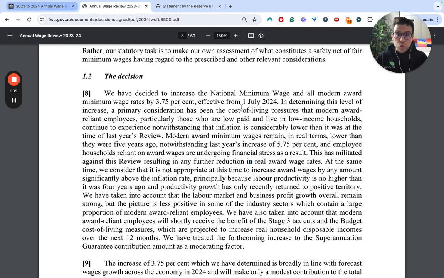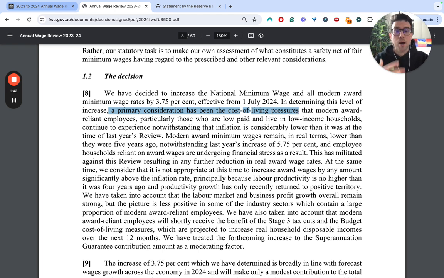So they produce a 70-page, almost detailed annual wage review document, which basically unpacks their reasons for why they've made this decision. Now, what they've highlighted here is that at the end of the day, the reason they've done 3.75% is because of the primary consideration of cost of living pressures, particularly because modern award-reliant employees tend to be low-paid or in low-income households. So they thought that it was going to be really critical to provide a minimum wage increase because their purchasing power would be eroded and inequality in living standards would erode particularly for them.